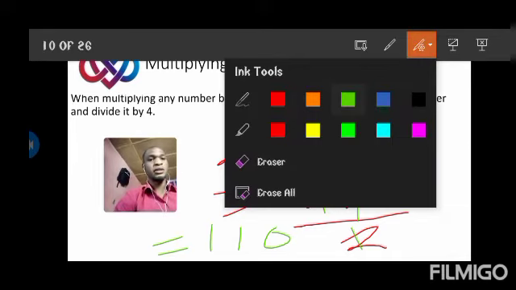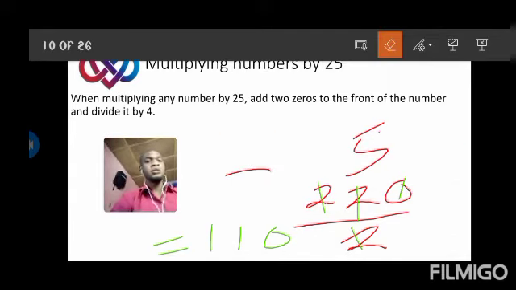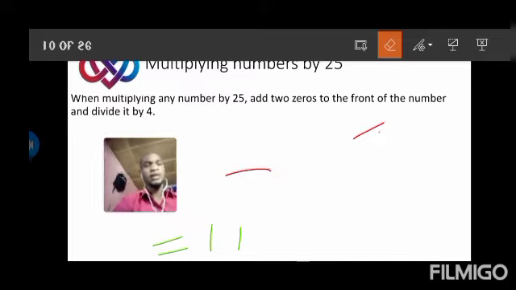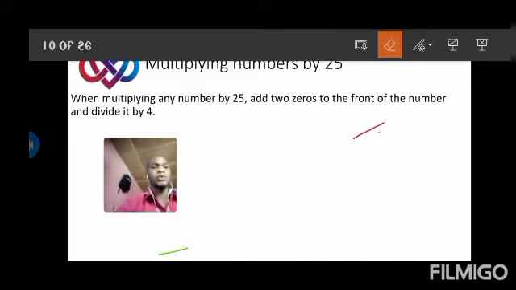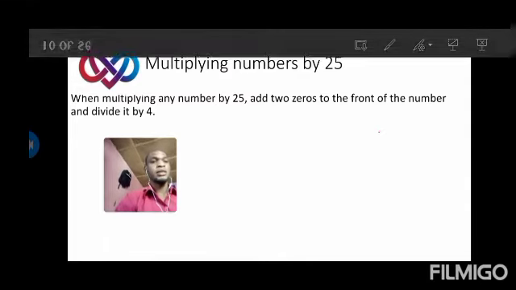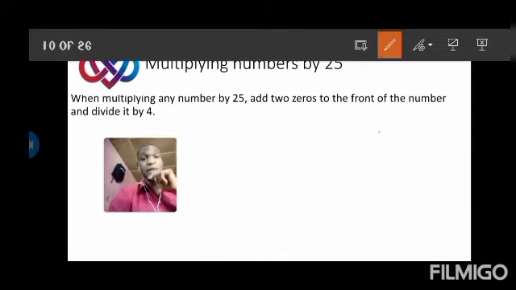Wow, that will somehow look funny. For example, let's just take a look at it. So why do we add 2 zeros to the back of the number? It's as simple as ABC. The reason being that the closest group of 10 to 25 is 100.